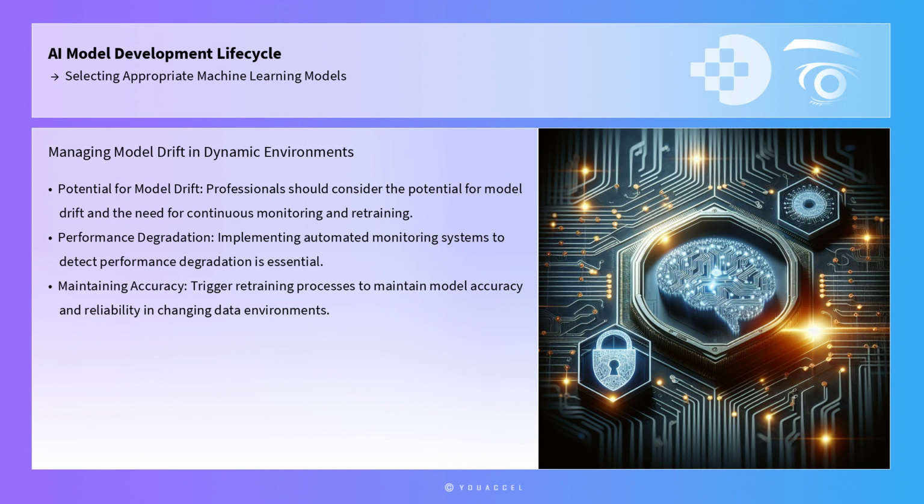Professionals should also consider the potential for model drift and the need for continuous monitoring and retraining. In dynamic environments where data distributions can change over time, models may become less effective. Implementing automated monitoring systems to detect performance degradation and trigger retraining processes is essential for maintaining model accuracy and reliability.